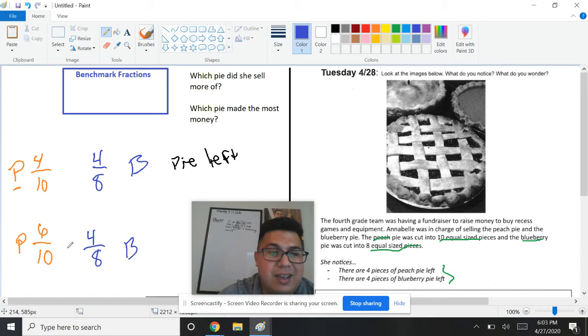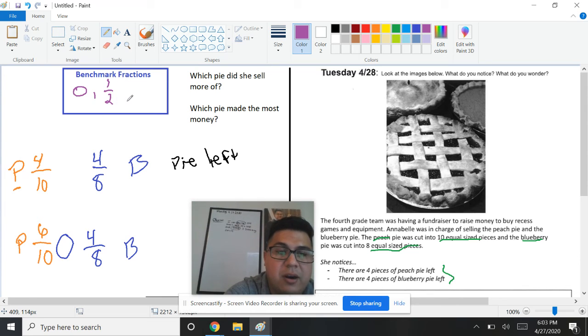Now, I want to compare these and I want to figure out which one did I sell more of, 6/10 or 4/8. Right now, just by looking at it, I can't really compare them because their denominators are different, right? I have to look at one of our strategies to compare them. So I like to think of benchmark fractions. Benchmark fractions, and I'm going to go ahead and write them up here for you guys, are numbers like we can compare it all the way down to 0 because we know what that is. We can compare it to halves.